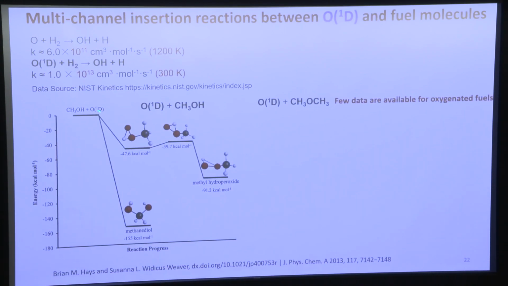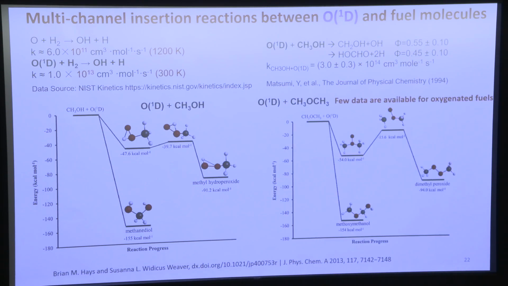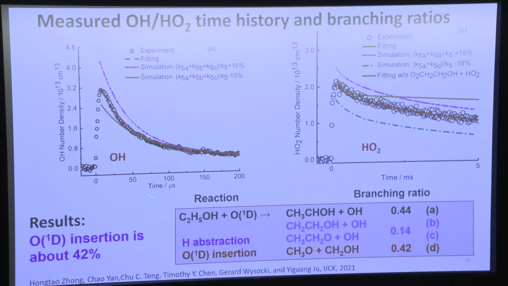For example, you have the O1D reaction with methanol, and one of the products is methyl hydroperoxide, and so what is the reaction channel from here to here and here to here, particularly for methanol. So we know that when O1D reacts with ethanol, 55% goes this way, and 45% goes that way. What about DME? Nobody measured it. We just had a paper accepted at JPC Letters, and we measured this data. I found that many of our experimental data are now in the NIST database. And we measured this reaction rate. We'll show you what it is. So we can measure it.